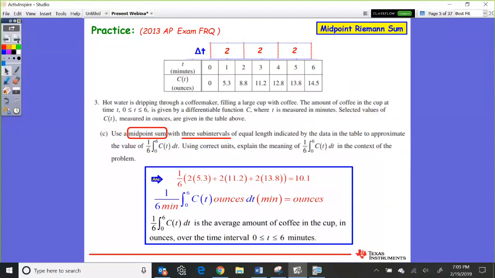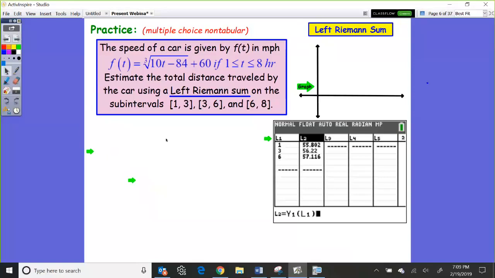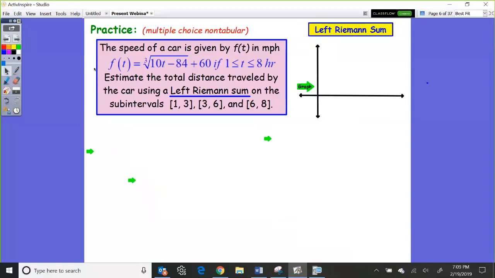In this particular example, this is not a tabular function. It's actually a function given to you in a multiple choice question. It was a calculator problem, but they actually asked for a left Riemann sum. Again, it's a calculator problem, but don't spend a lot of time trying to graph it. Just put a couple of points there so that you can actually get a visual and see what the rectangles look like, and that's the left-hand side.